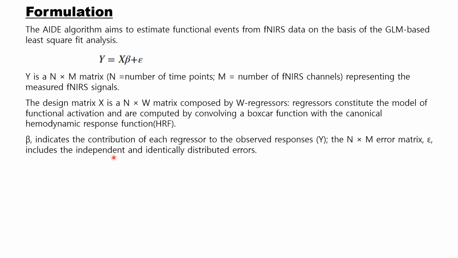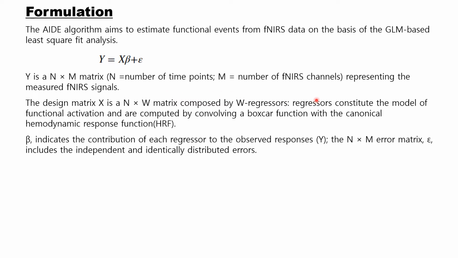This slide is just showing the basic equation used in the GLM-based fNIRS data analysis, and this is the model as well which is used to generate the synthetic data in this article. So the equation is y = Xβ + ε, where y is an n by m matrix and n is the number of time points and m is the number of fNIRS channels.